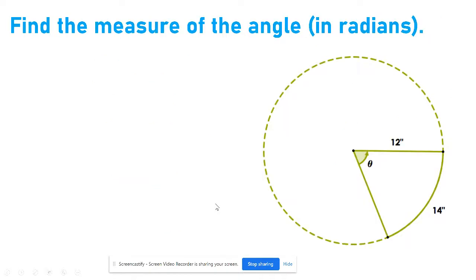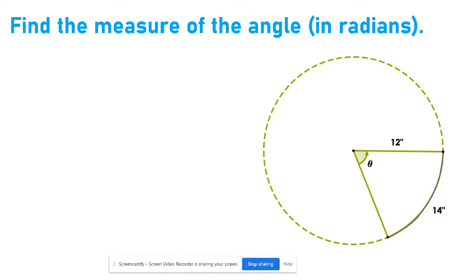So let's keep going here. It says this time we've got to find the measure of the angle. It wants the measure in radians. Again, this is going to be about setting up a proportion. So now we know the length of the arc it creates. The arc is 14 inches long.